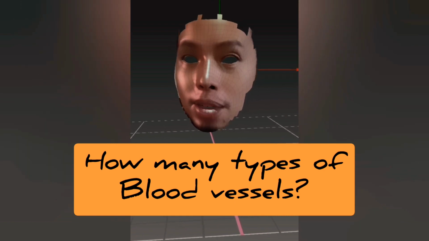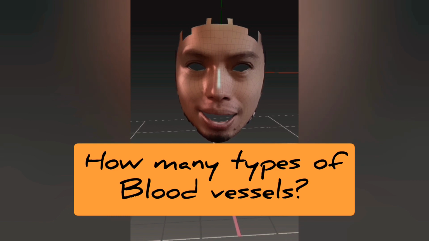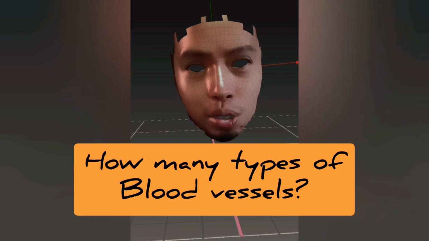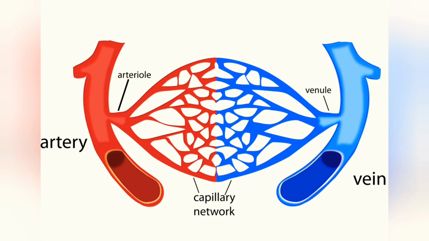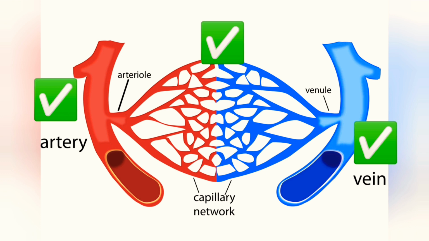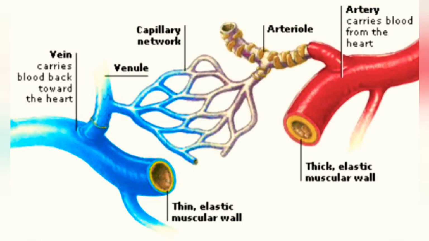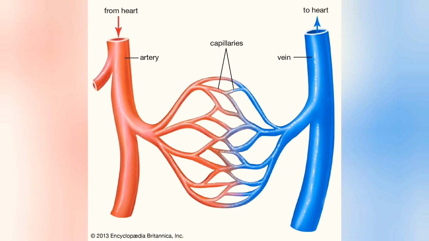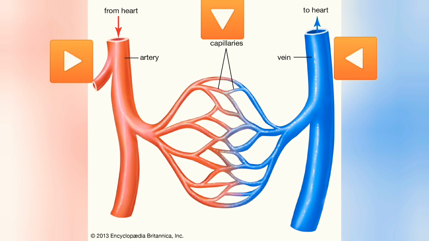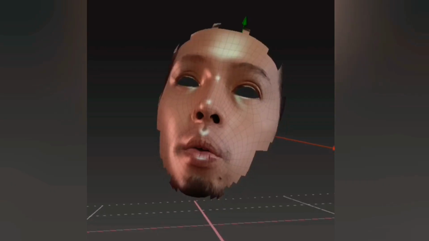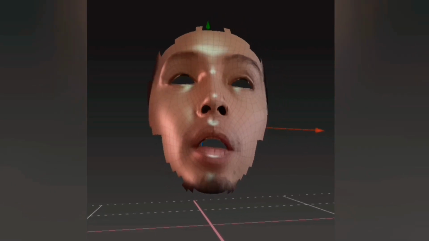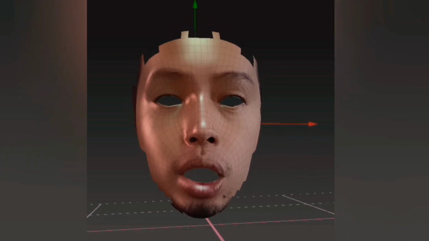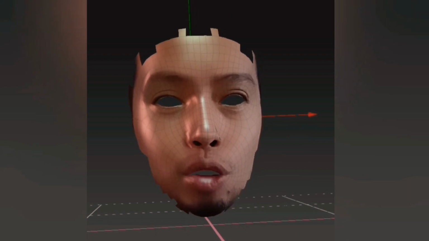So the first big question for all of you is, how many types of blood vessel do you have? Do you have 1, 2, or more? Artery, vein, capillary. Oh, now you know we all have 3 blood vessels, the artery, vein, and capillaries. Now, let's learn about their function.